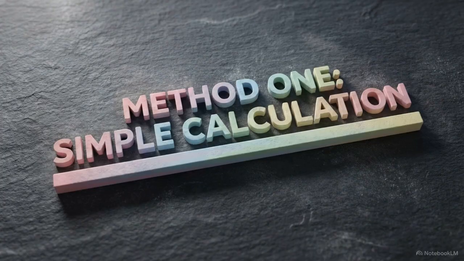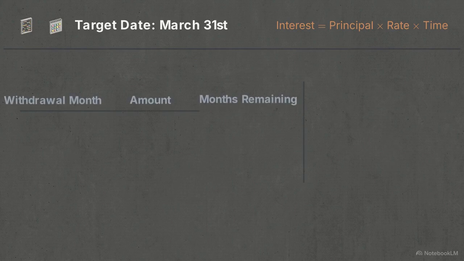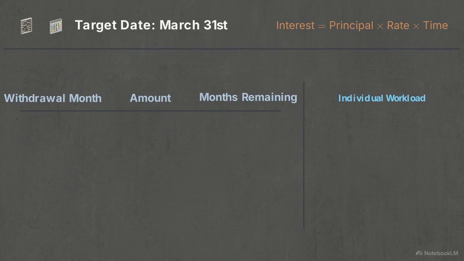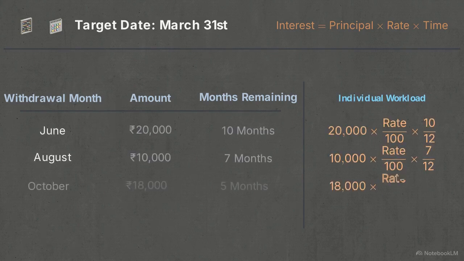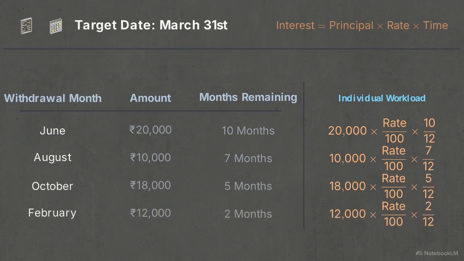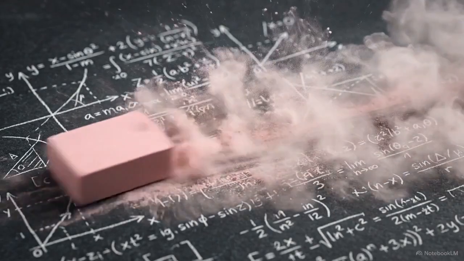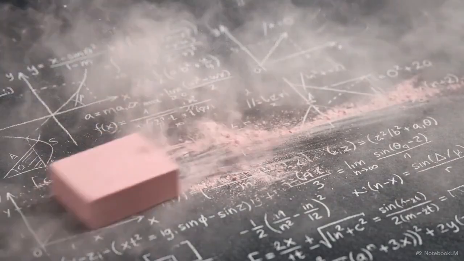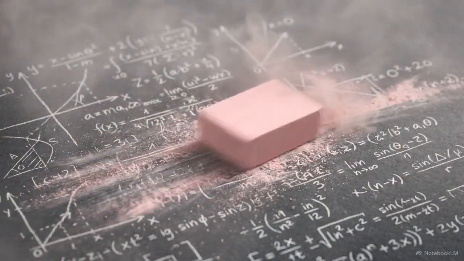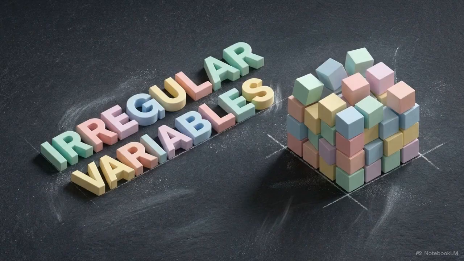The traditional approach is the simple method. This involves calculating the exact months remaining in the year for every single withdrawal and running the interest formula individually for each one. This table illustrates the workload. You have to write out 4 separate equations: one for June's 10 months, August's 7 months, October's 5 months, and February's 2 months. While this approach is precise, running 4 separate arithmetic strings creates a significant time sink during a test. To streamline this, we use the product method.